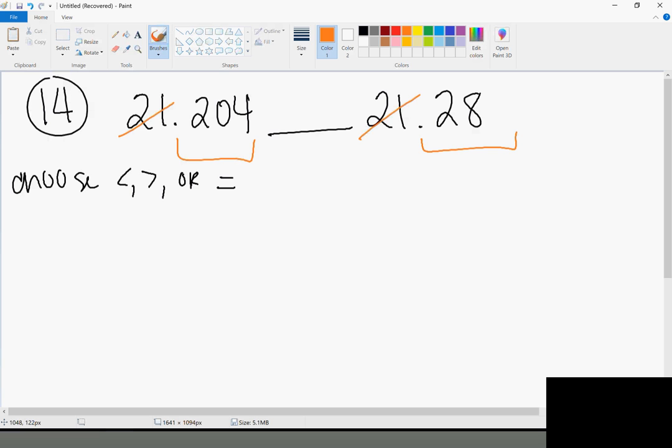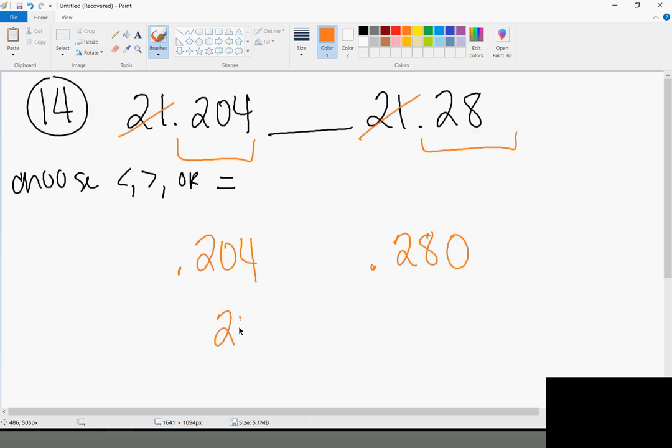So 0.204, that's 3 decimal values. 0.28 only has 2, so we really can't properly compare it. So let's make them both have 3. So 0.28, if we put a 0 here, that's not going to change the value at all. All right? 0.280, the same thing as 0.28. So now you can compare.